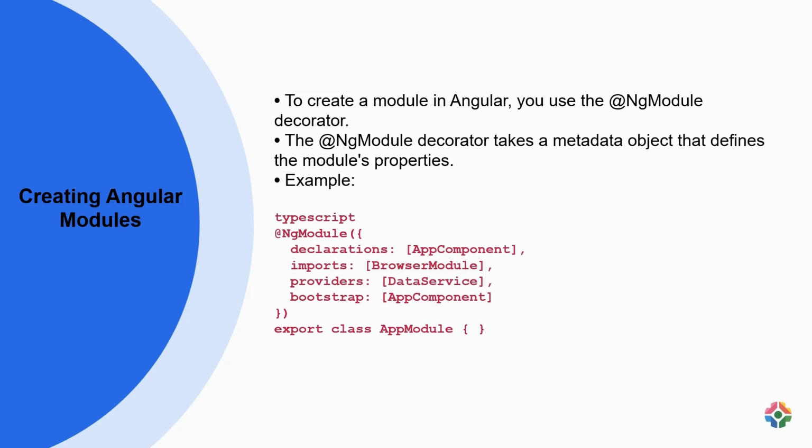The @NgModule decorator plays a crucial role in organizing and configuring components within an Angular application. For instance, consider the AppModule in Angular, where the @NgModule decorator is used to declare the AppComponent as a part of the module, import BrowserModule as a dependency, provide DataService as a service, and bootstrap the application with the AppComponent as the root component. This modular approach ensures that components are neatly organized, dependencies are managed efficiently, and the application structure remains well maintained.